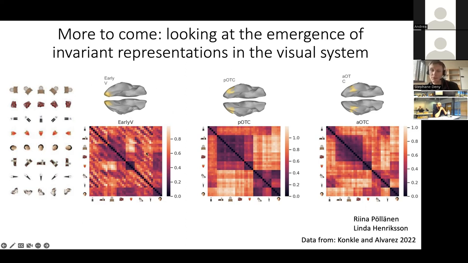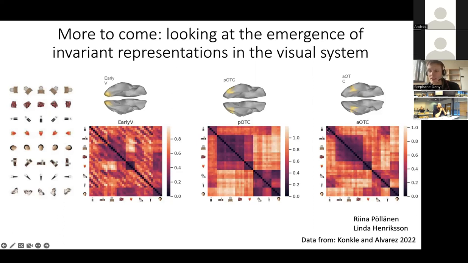Right now, by reanalyzing data that was already collected by the lab of Concol and Alvarez, who also made it open access, we have fMRI data. They showed this list of objects in different orientations, and then recorded the areas that correspond to the early visual system and the later areas of the visual system. By computing what they called dissimilarity maps, they find the emergence of invariant representation to these rotations.